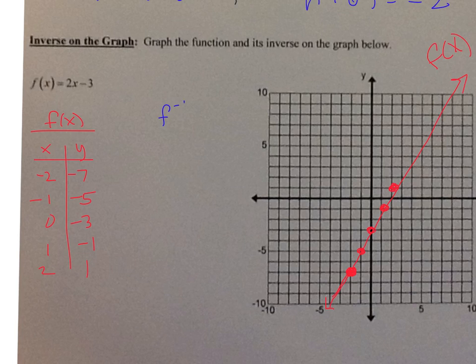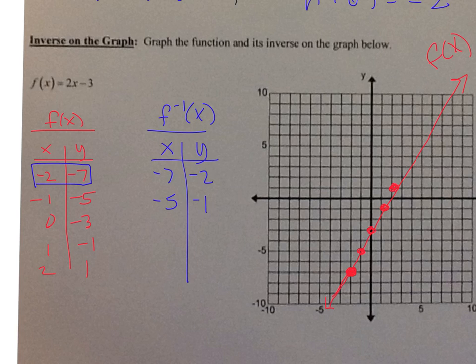So over here on the side, I'm going to put the inverse of f of x. You need an x column, y column. And remember, inverse means to switch x and y. So negative 2, negative 7 becomes negative 7, negative 2. I just flip-flop them. Negative 5, negative 1, negative 3, 0, negative 1, 1, 1, 2.